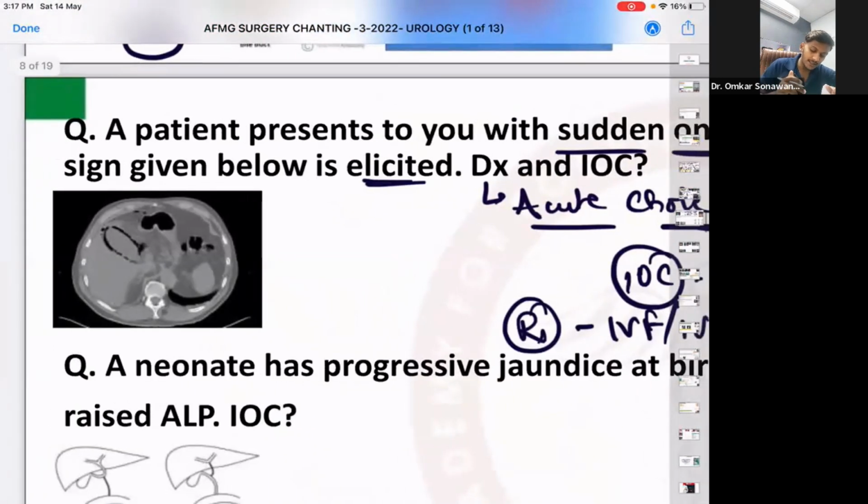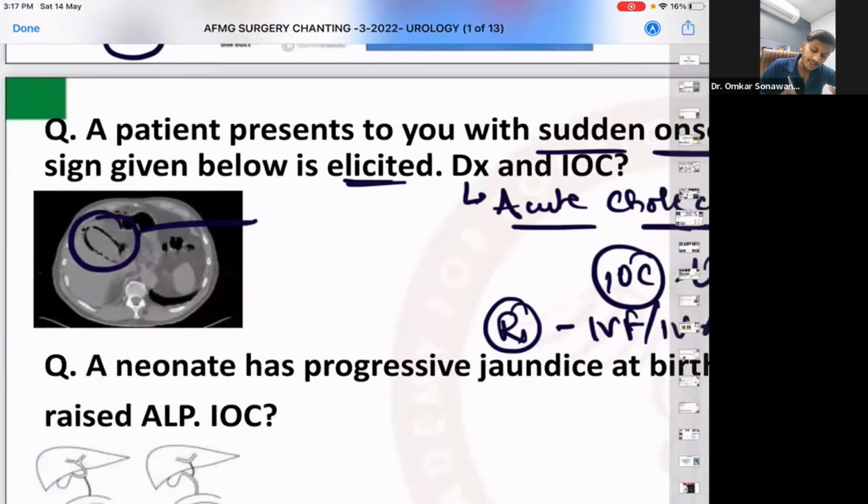Then on a CECT abdomen, CECT was performed, and this type of gallbladder is seen. That means there is presence of air. Black means air, right? So there is presence of air surrounding the gallbladder. This type of cholecystitis, when there is air surrounding the gallbladder, is called, anybody? Voice gone for you? Please let me know.